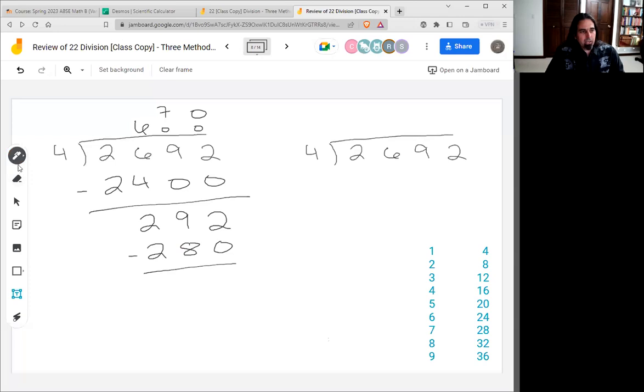I could also just count. I could say I went around the table once, 10, 10, 10, 10, that's 40. I go around the table again, 10, 10, 10, 10, now we're up to 80. Again, now we're up to 120. Again, 160. Again, 200. Again, 240.